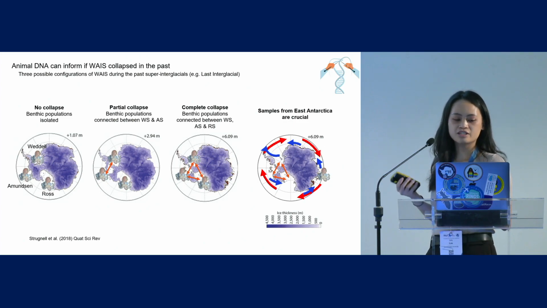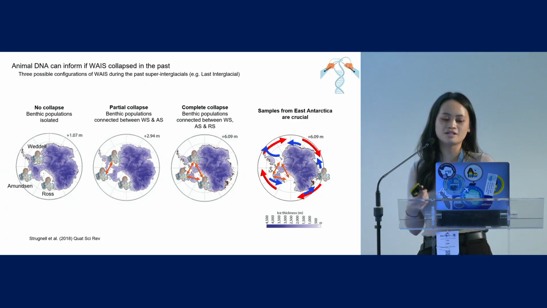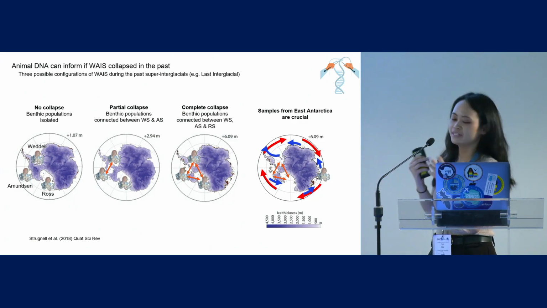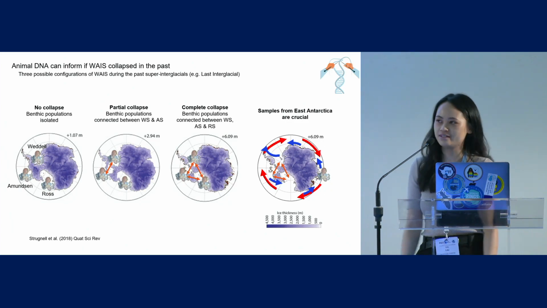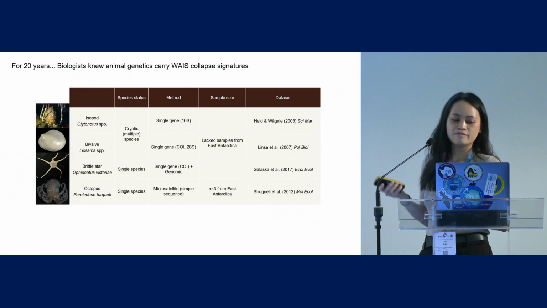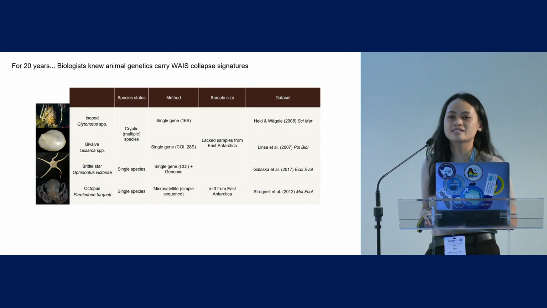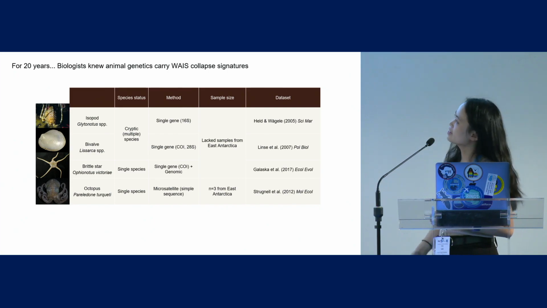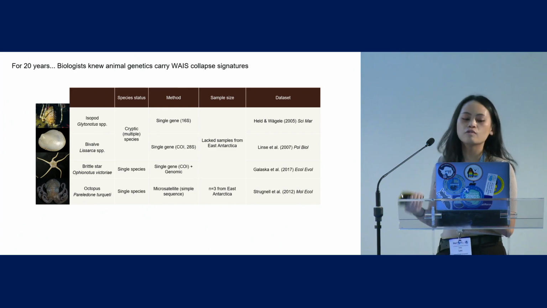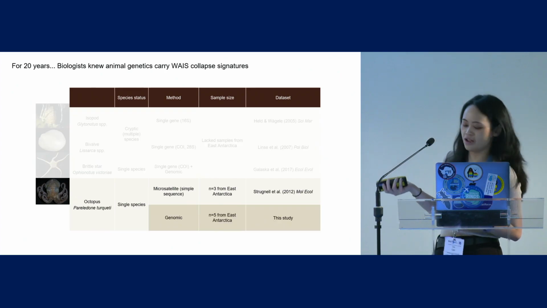But we can't actually test this question without incorporating samples from East Antarctica, because their geographical position allows us to test whether the potential seaway connectivity could have been facilitated by movement around the coast of East Antarctica. But the trouble is, it's extremely difficult to get any samples from East Antarctica. And for over 20 years, biologists knew that animal genetics carry a West Antarctic ice sheet collapse signature. So we didn't dream about this one day. And many data sets so far had very low resolution data, and they also didn't have samples from East Antarctica. So that rules out the top 3.